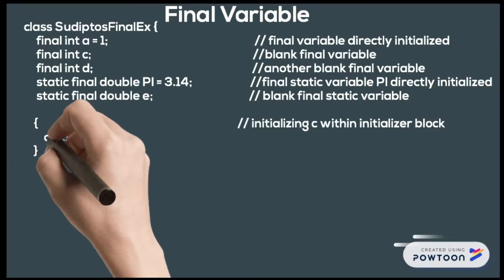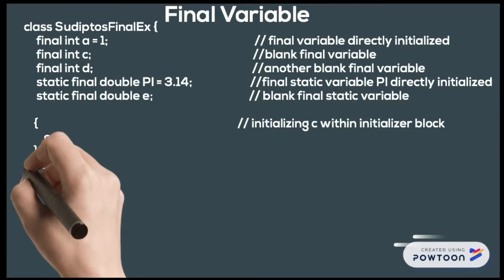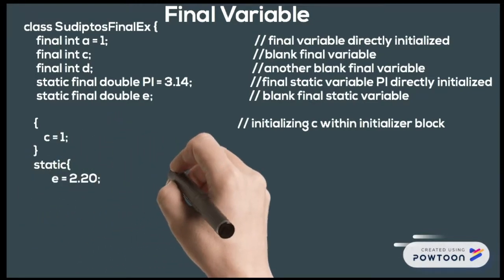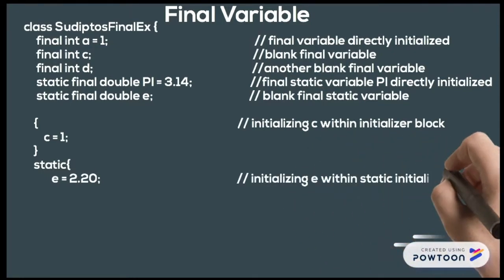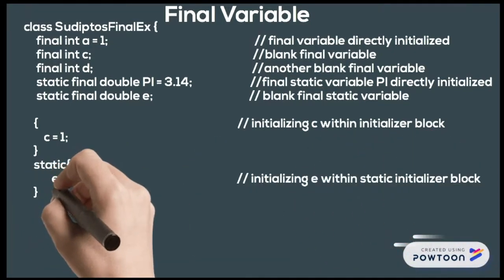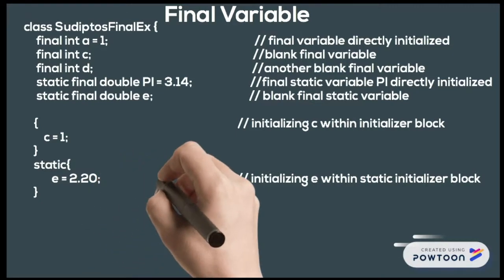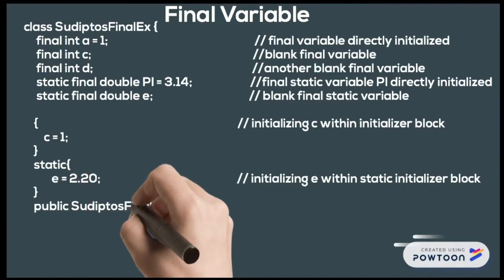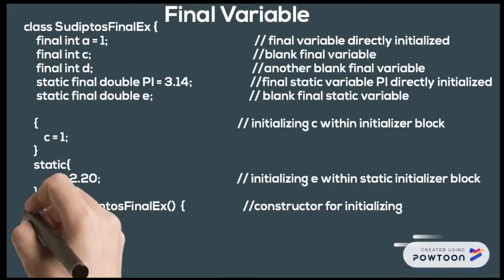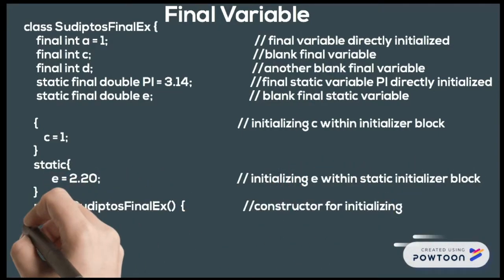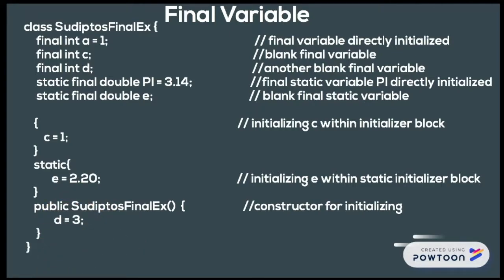Now notice that we can initialize c just within the initializer block, c equals 1. We can initialize the static final double variable e within the static block, and then we can also call the constructor for initializing the final variable d.